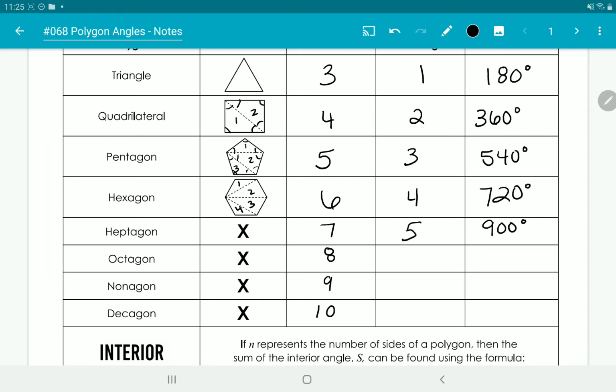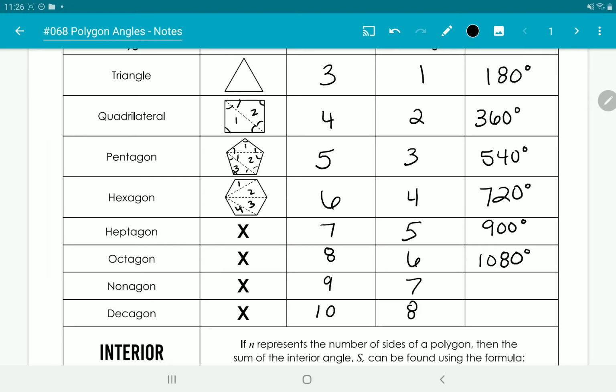An octagon has 8 sides. Okay, 1, 2, 3, 4, 5. You can tell this one's going to have 6, and so on. So 6 times 180 is going to give you 1080 degrees. So in every octagon, the interior angles will add to 1080.